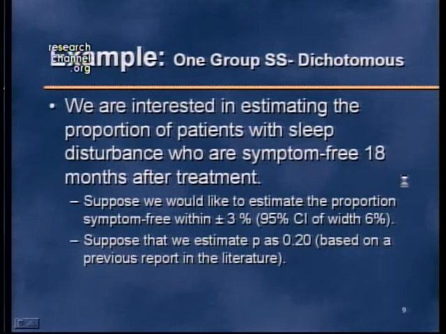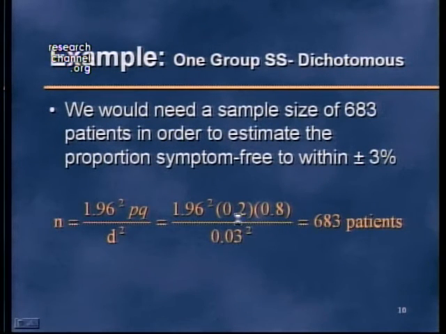So suppose we're interested in estimating the proportion of patients with sleep disturbance who are symptom-free 18 months after treatment. Suppose we also say we'd like to estimate this proportion to within plus or minus 3%. So a fairly narrow interval of only 6%. And suppose that based on a previous report in the literature, we estimate p as 0.2. So if we estimated p as 0.2, we'd estimate q as 1 minus that, or 0.8. Solving this equation, I'd see that I'd actually need a fairly large sample, 683 patients, in order to obtain at the end of the day a confidence interval that's only 6 percentage points wide.